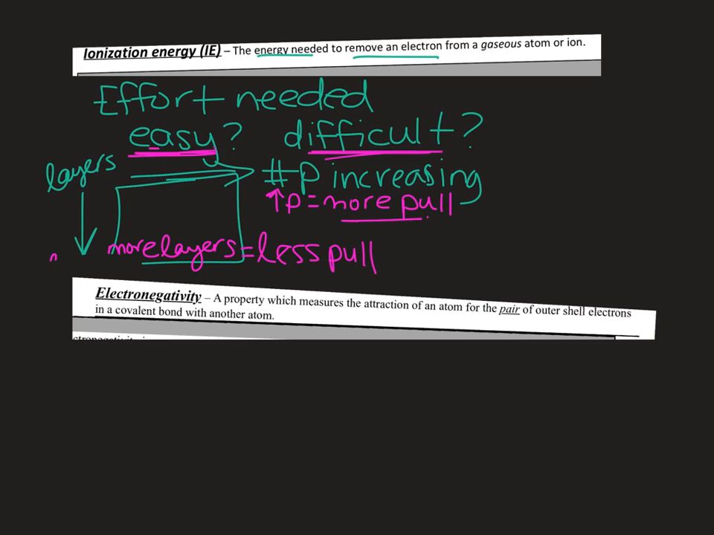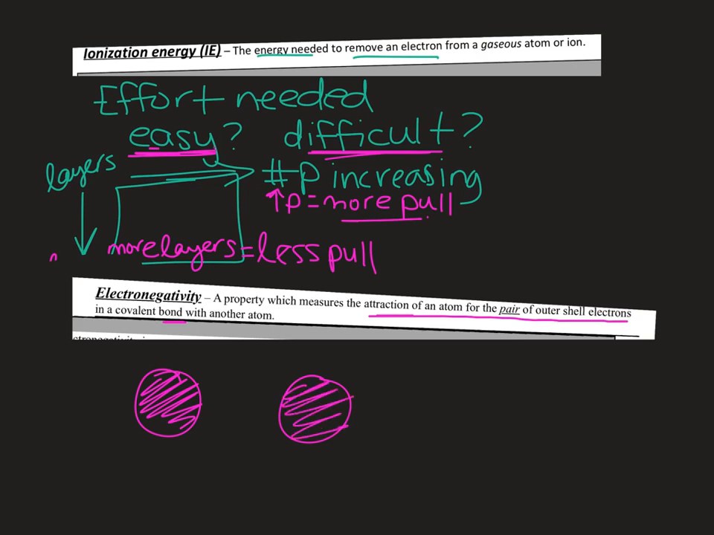Okay? All right, so electronegativity. Let's move on to the next word. Electronegativity says that it's a property which measures the attraction of an atom for a pair of outer shell electrons in a covalent bond with another atom. So what that means is that when I have my two atoms and they're going to be forming a bond, they both have these little electrons on the outside, right? The protons in the center of this one are going to be attracted to their electrons, and the protons in this center are going to be attracted to their electrons. So what we're asking ourselves here for electronegativity is how much, once again, are they pulling?